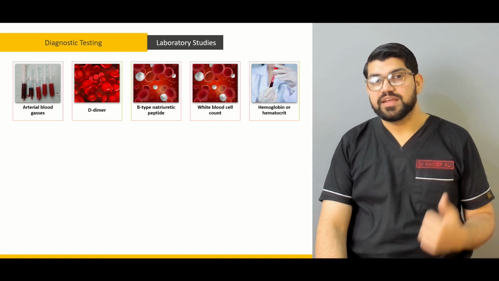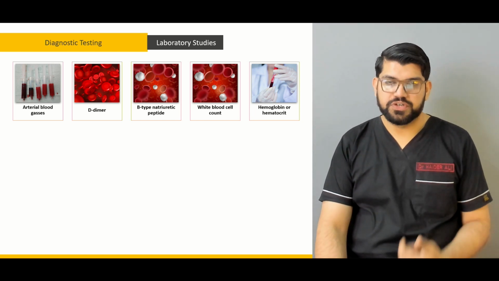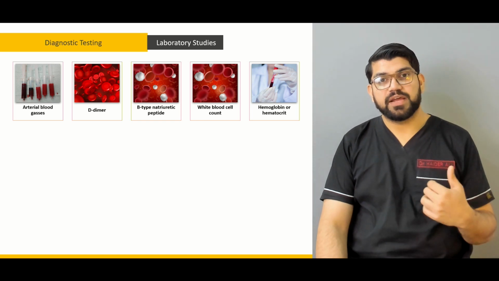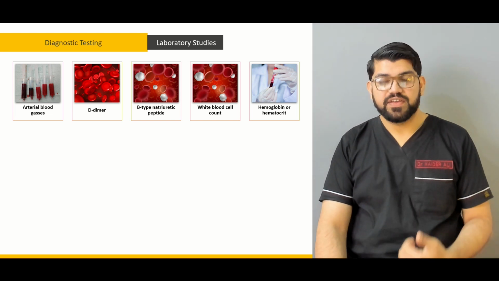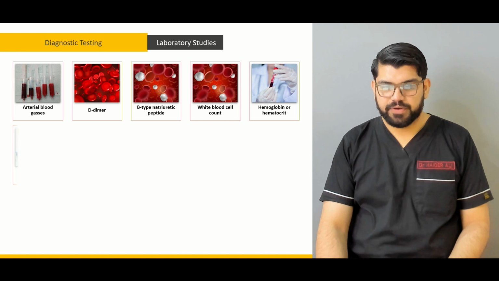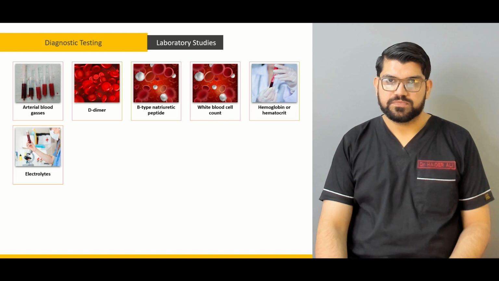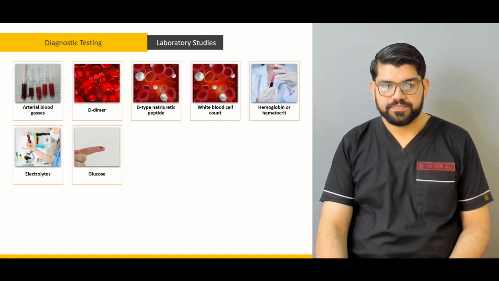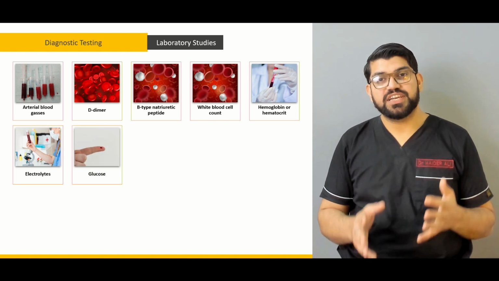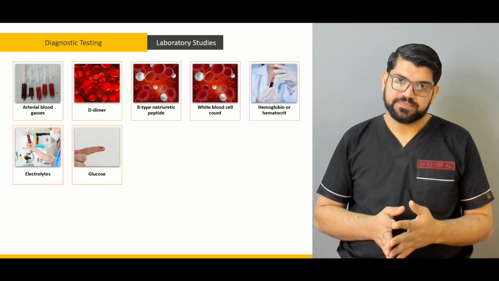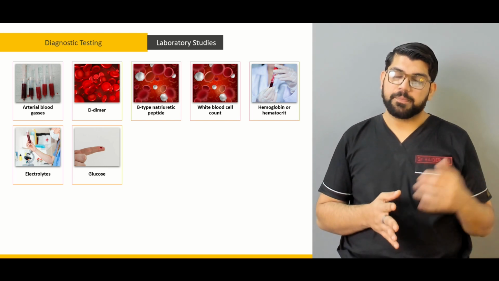Hemoglobin and hematocrit. Decreased hemoglobin can present with shortness of breath. Dehydration, hematocrit more than 35, can present with shortness of breath. Electrolyte abnormalities can present with shortness of breath. Glucose, especially in patients with diabetes. Why is glucose important?